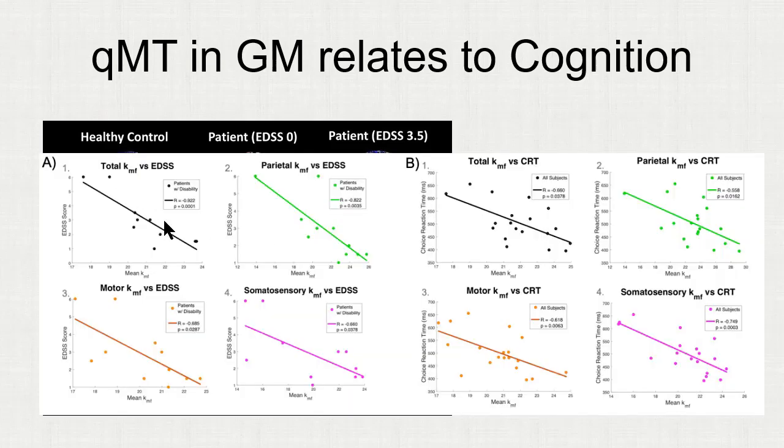And we show, again, a lot of data here. I don't want to go through all of it, but we do show that there are correlations with various components of the disability score as well as cognitive performance.